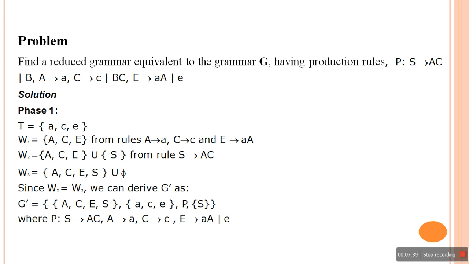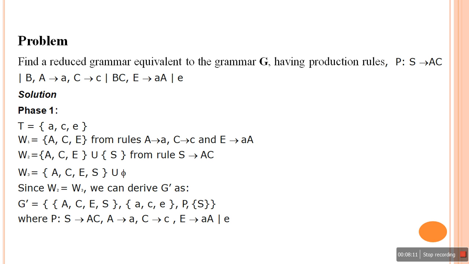So first of all we have to perform phase 1, where we derive a context-free grammar G dash from the context-free grammar G such that each derivation has some terminal nodes. We start with the nodes: if we see the production rules, the terminal nodes are A, C and E. Means we have the set of terminal nodes as A, C, E.